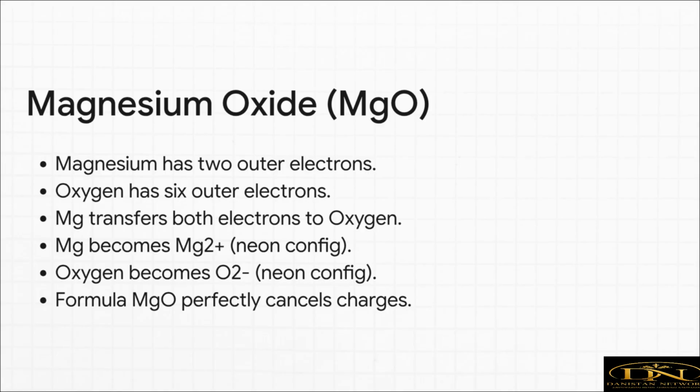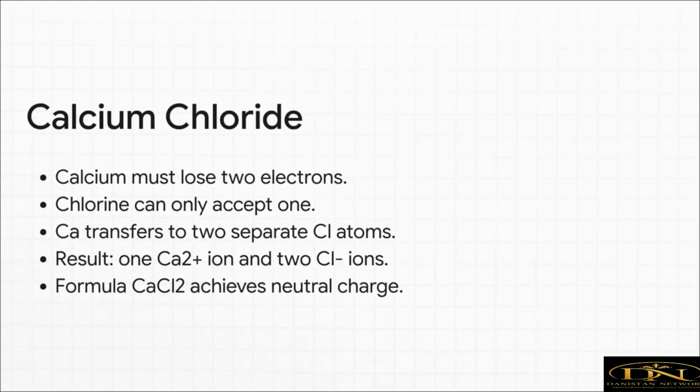Once again, look at how perfectly they cancel out. A +2 and a -2 equal absolute 0, which maintains that beautiful one-to-one atomic ratio in the final formula, MgO. It's just elegant, mathematically satisfying chemistry. But what if the math doesn't align quite so easily?